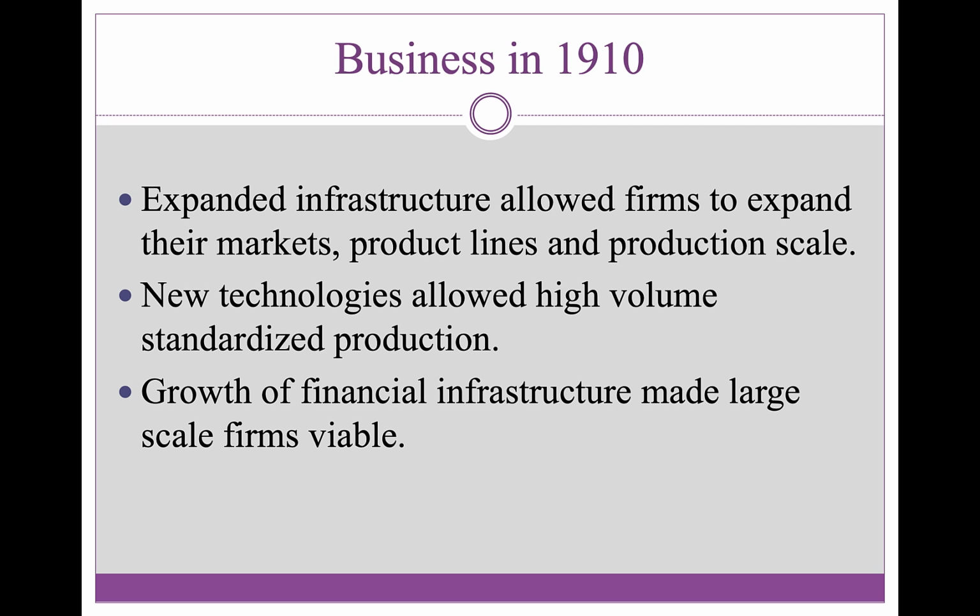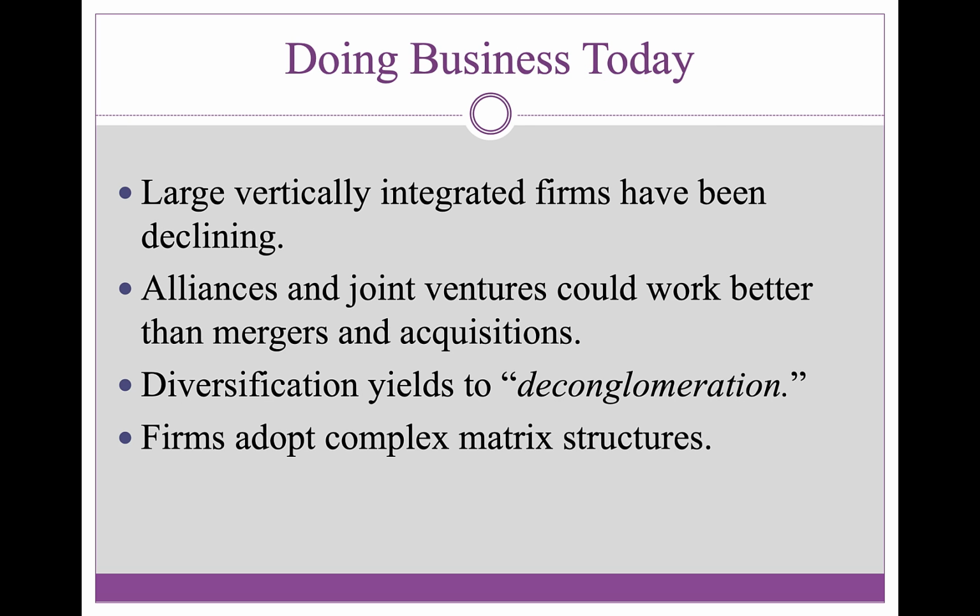So we had expanded infrastructure from the 1910s all the way to the present, and we have newer technologies. That means higher volume of production. That means growth in the financial infrastructure. This made the financial companies more visible, and because they wanted to be extremely visible, they partnered with small companies, and the small companies benefited and started to grow. So we have large vertically integrated firms that are on the decline.